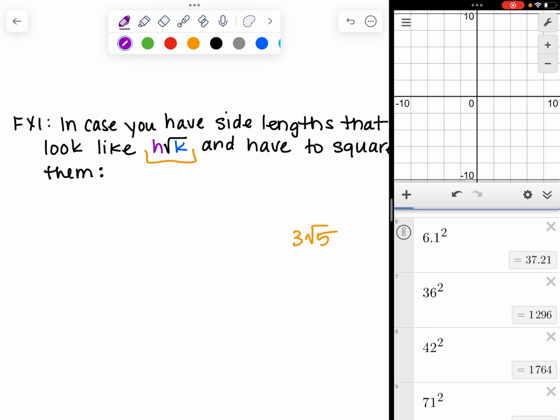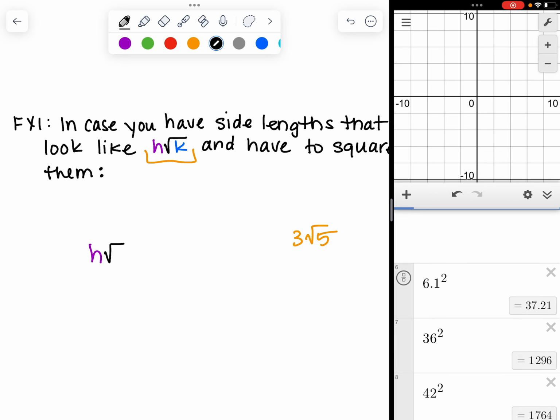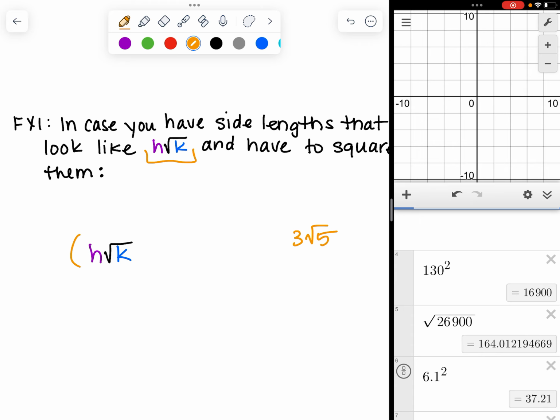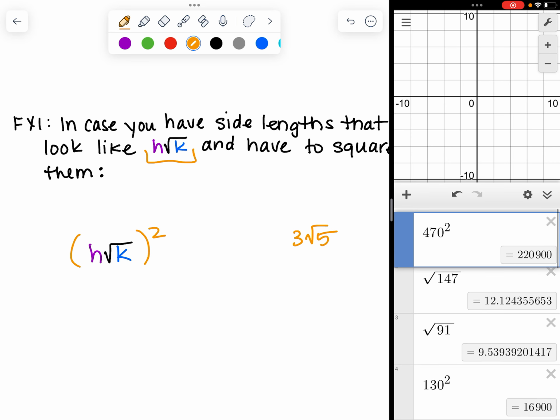In general, the algebra way to do this, if we have h square root k, really we have a product here, and we need to square it. It's the whole thing. If that whole thing is your c, it's one of your sides in the Pythagorean theorem, we have to square that side, so we're squaring that entire thing. Now the exponent rule says that you bring this exponent into both pieces. So then we'll have h squared and we'll have square root of k, whatever that is, squared. Now, h was just a number. You can easily evaluate that square. We're going to actually do this with the 3 square root of 5 so you can see how it works.